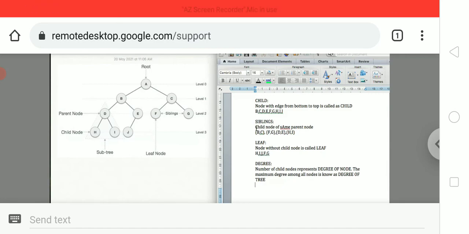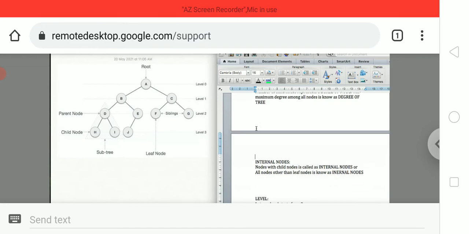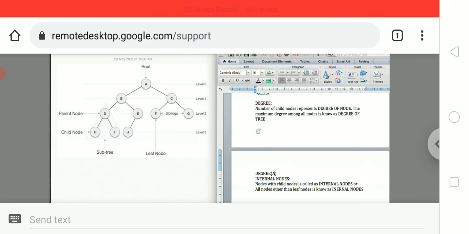And degree. We already discussed what is degree. Now I would like to find out the degree of A. So what is degree? Number of child nodes represents degree of node. So for A node we have 2 children. That means degree of A is 2.